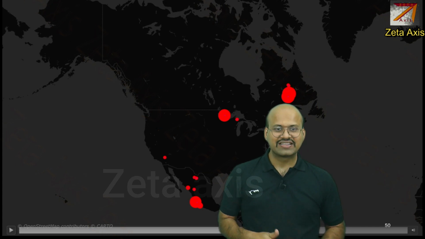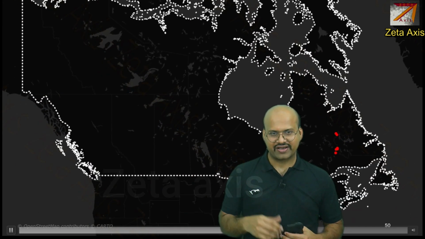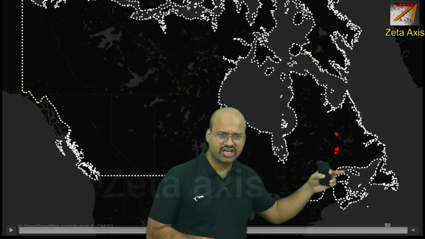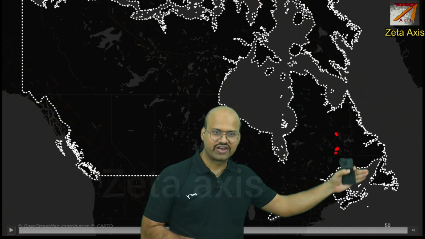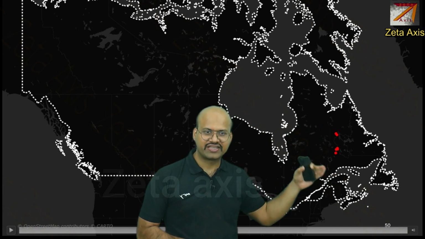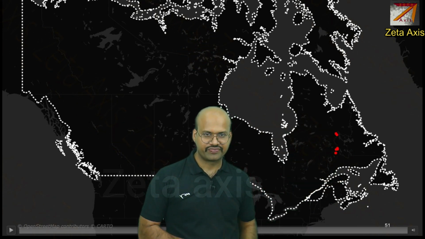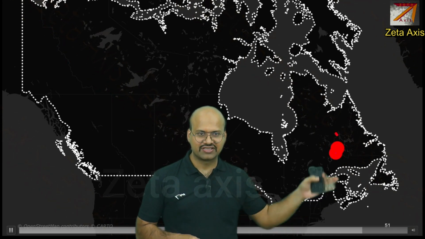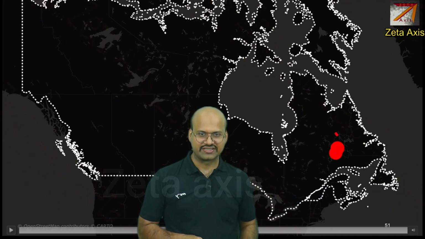Now let's see the iron reserves within Canada. And here we can see that these are the regions in the Laurentian Peninsula. This is our Laurentian Peninsula within the Canadian Shield, and we find that the iron deposits are found over here. And these regions are also the maximum iron producing regions in Canada. We can see that most of the iron production occurs in this region.